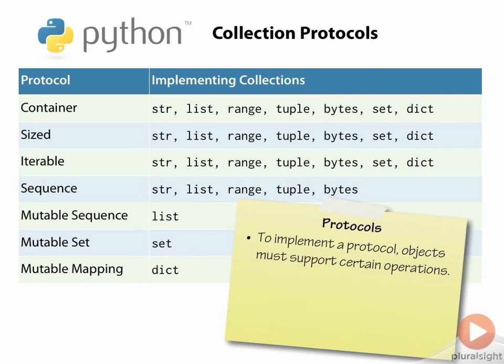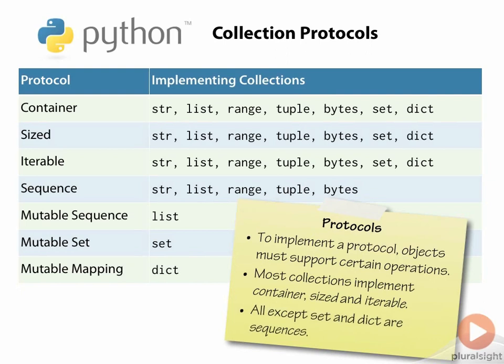We can organize the different collections we've encountered in Python according to which protocols they support. Support for a protocol demands specific behavior from a type. As you can see from this table, most of the collection types we've looked at support the container, sized, and iterable protocols. Many of them are also sequences. The mutable protocols are each represented by only one type we have encountered.